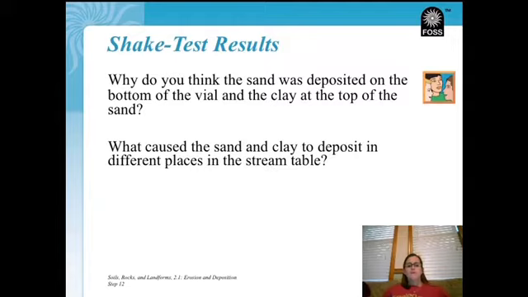So what caused the sand and clay to deposit in different places in the stream table? Well, the larger, heavier earth material settled as soon as the water flow started to slow down. The smaller, lighter earth materials, such as clay particles, stayed suspended in the water longer. So they traveled farther and didn't settle until the flow stopped.